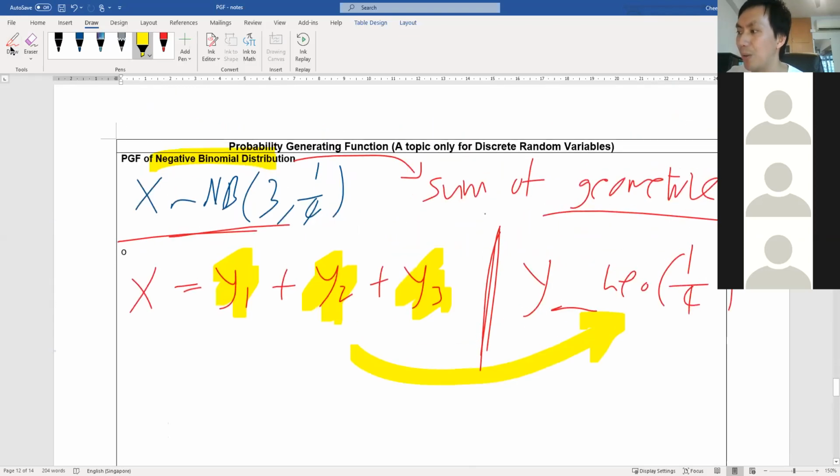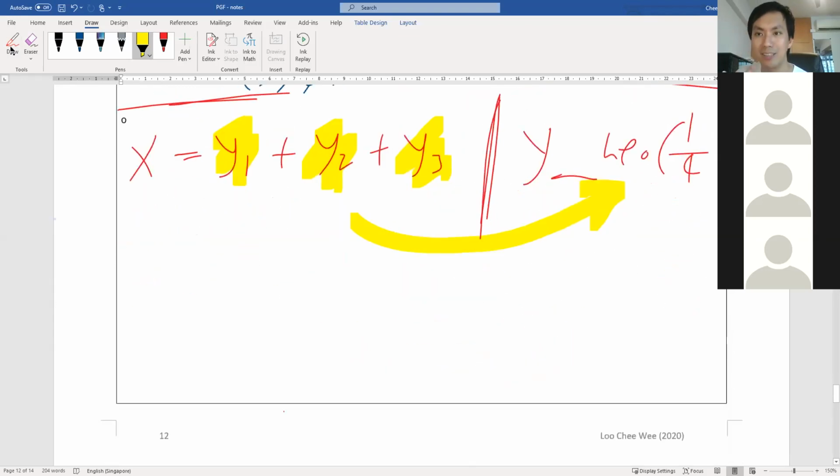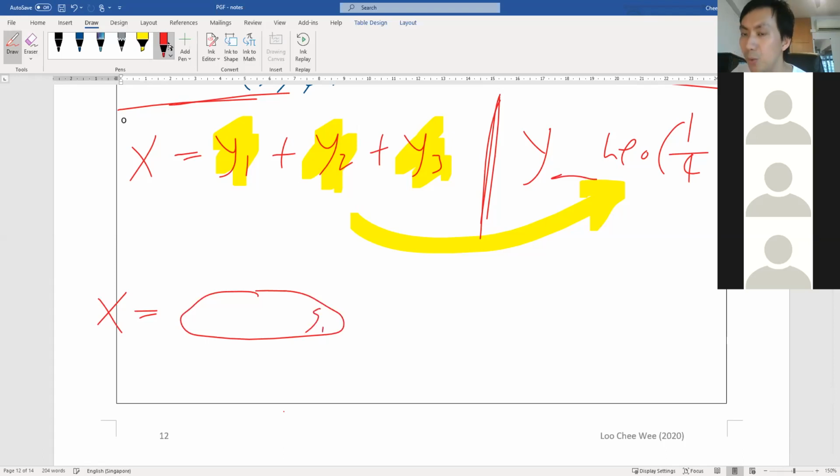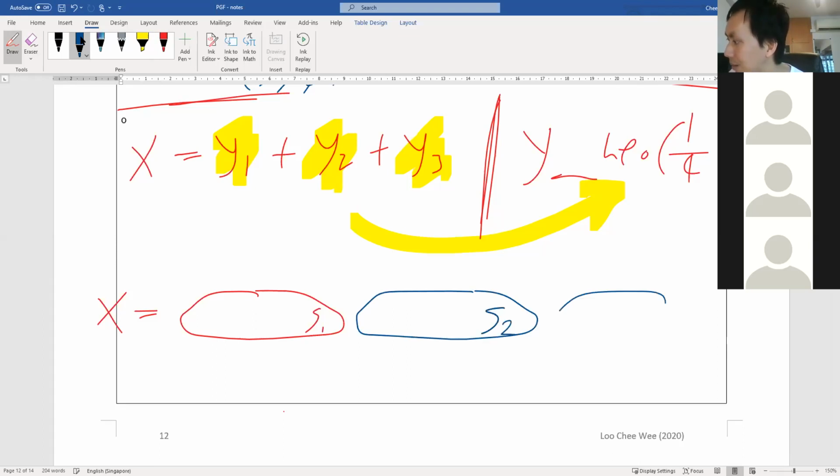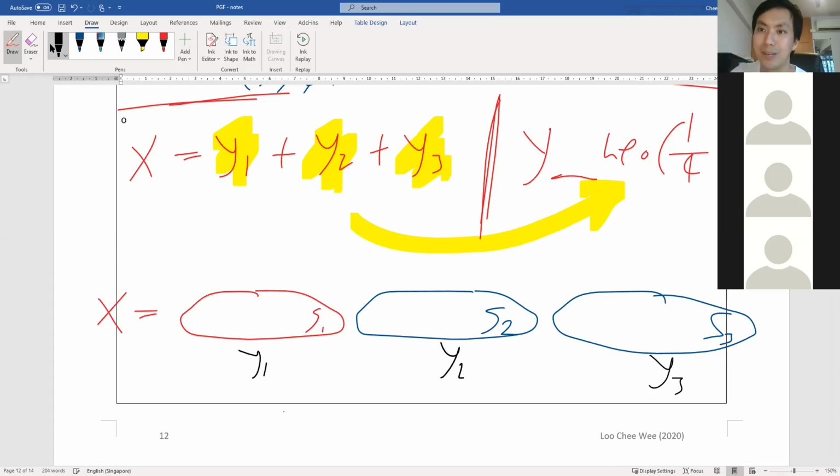Because based on what I wrote here, I want to have 3 successes. Geometric just nicely measures the number of trials until you hit your 1 success. So you can see your X like this. It's like, you play and play, you throw and throw and throw until you have your first success. Once you have this, you press the timer and start counting again. Then you throw and throw and throw until you have your second success. Then until you have your third success. So functionally, this is your Y1, Y2, Y3. So collectively, it gives you 3 successes. Each of them is like 1 geometric and 1 geometric.